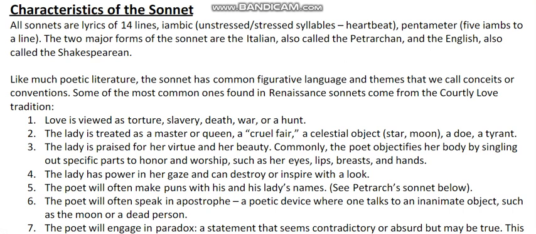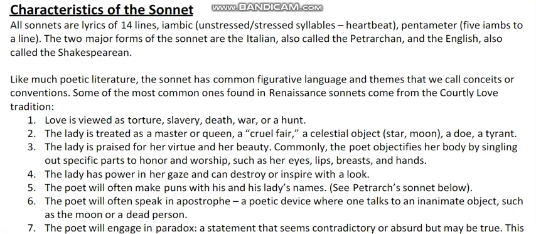First of all, let's start with the characteristics of the sonnet. What are the basic characteristics? All sonnets are lyrics of 14 lines, in iambic pentameter: iambs are unstressed, stressed syllables, like a heartbeat, and pentameter means 5 iambs to a line. The two major forms of the sonnet are the Italian, also called Petrarchan, and the English, also called Shakespearean.